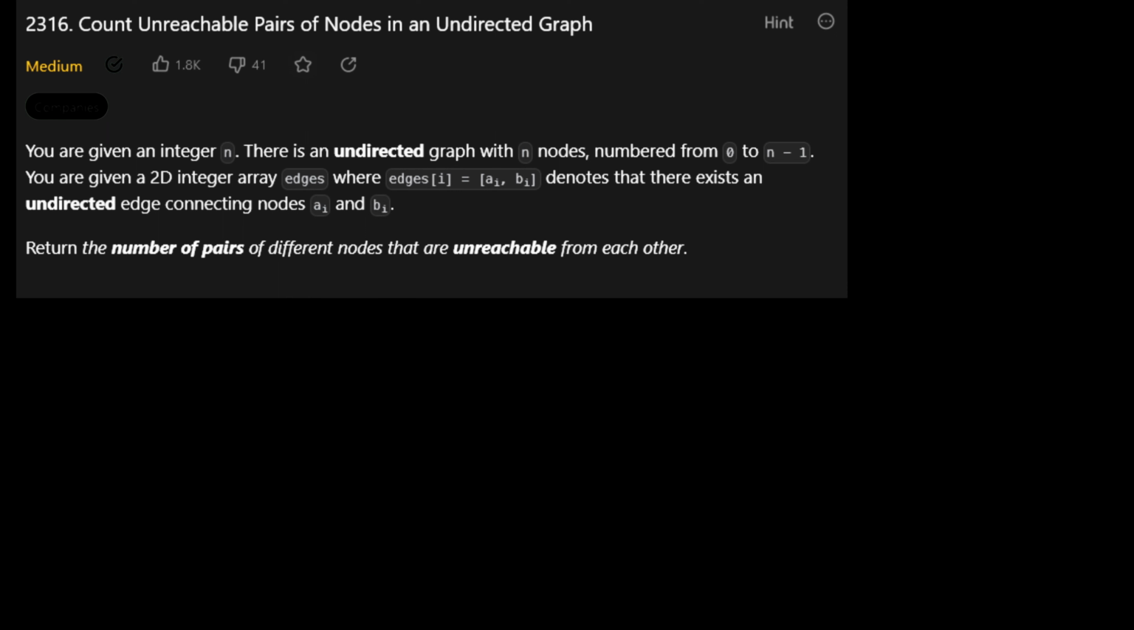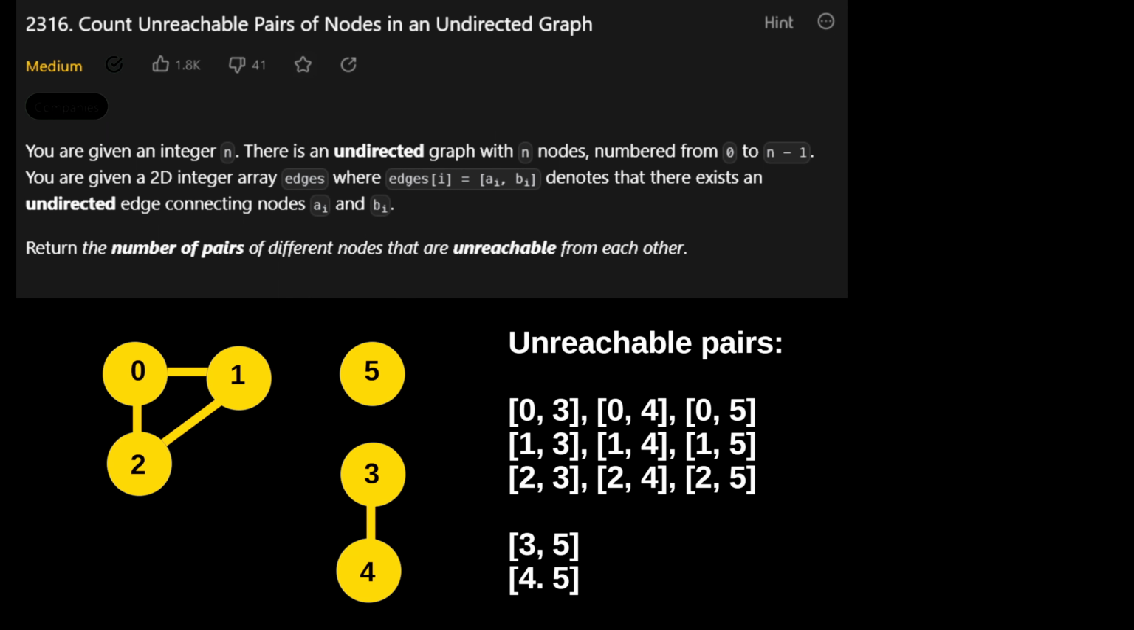Let's take a look at an example of this. We have a graph with 3 separate components. Pairs of nodes from different components are unreachable from each other. So for this example, 0 and 3 would be an unreachable pair, also 0 and 4, also 3 and 5, etc. There are a total of 11 unreachable pairs for this graph.